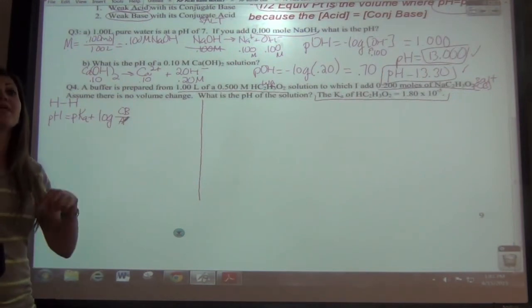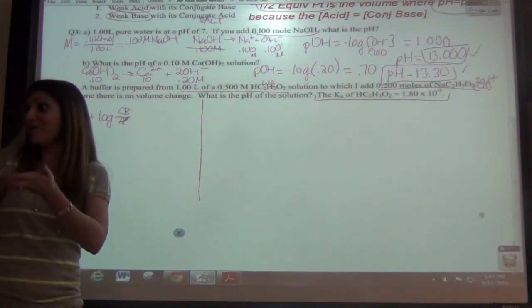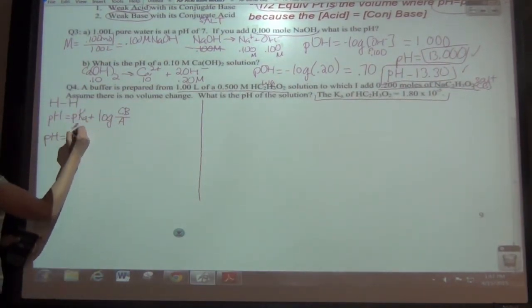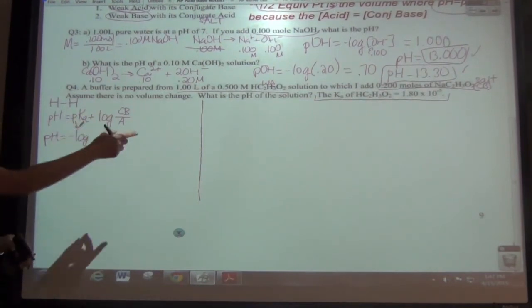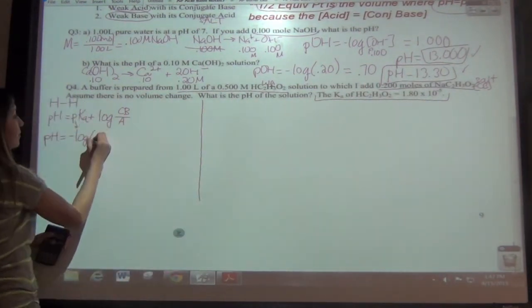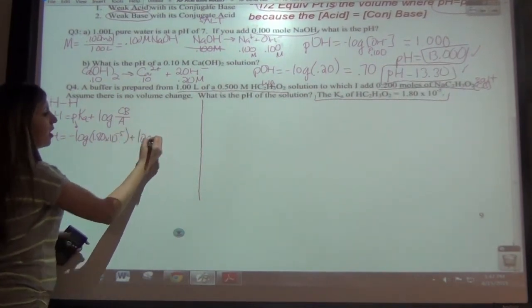Well, it's the same thing as pH. So when you do, what is it? Negative log, right? So when we do pH equals, P is negative log, so that's all the P is. And now we need our Ka. Do we know the Ka? Is it given to us? Yeah, it's right there. It's that 1.8 number. 1.80 times 10 to the negative 5 plus the log.